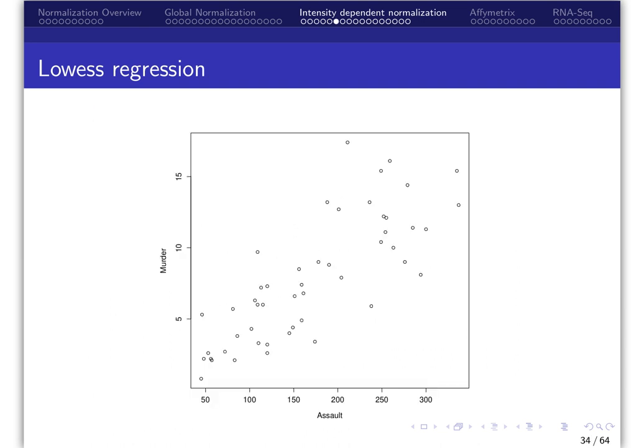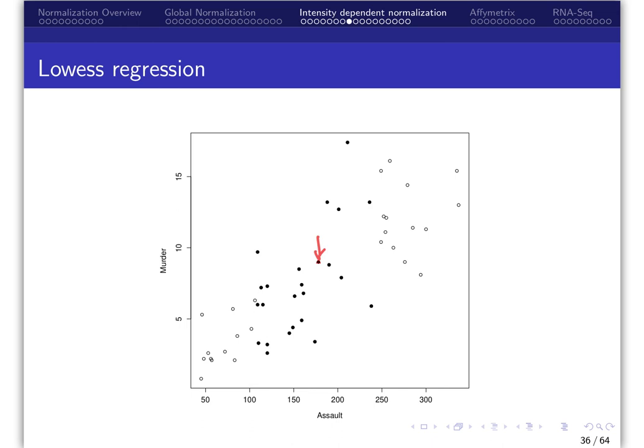Let's look at a specific implementation of Lowess regression. First, for the U.S. arrests data frame in R, here is a scatter plot of murder by assaults. In step 1, we identify a point. Note the point here.